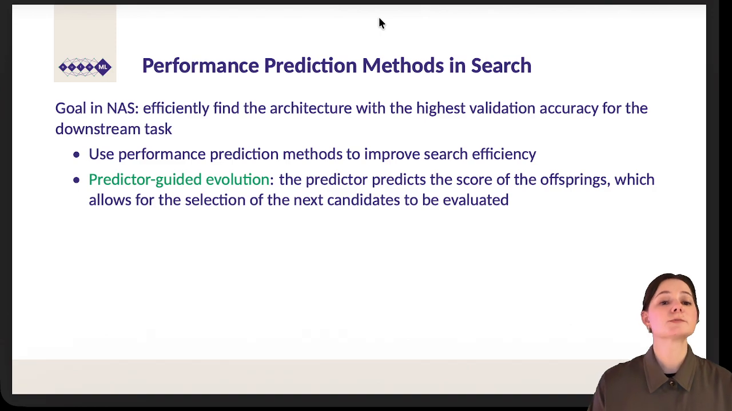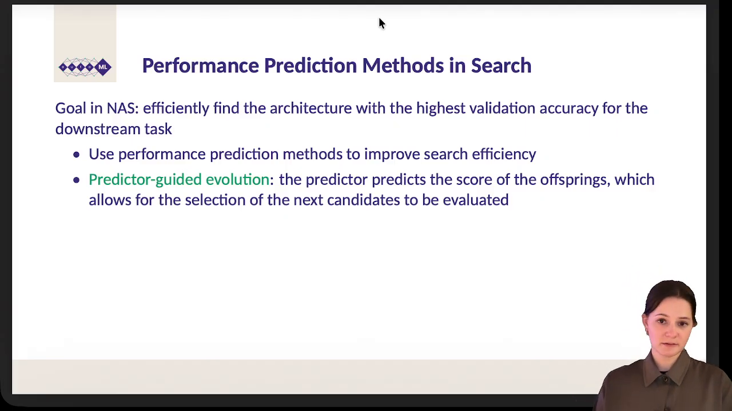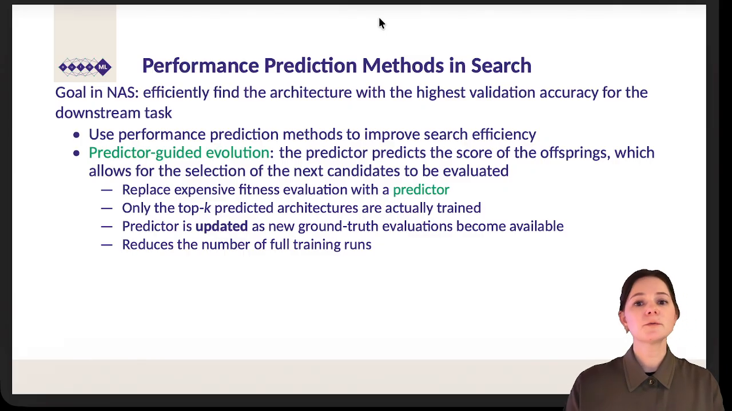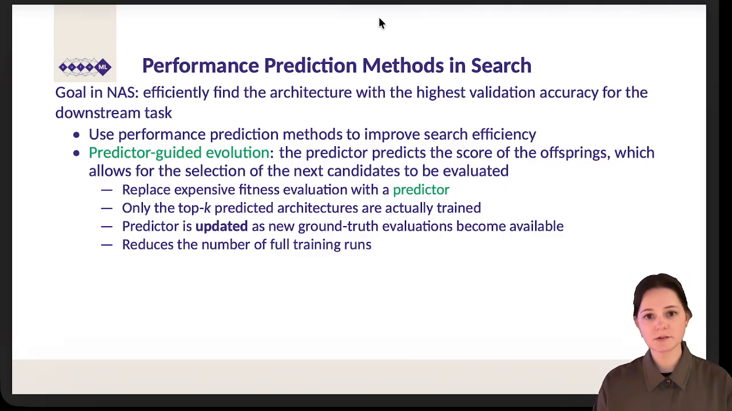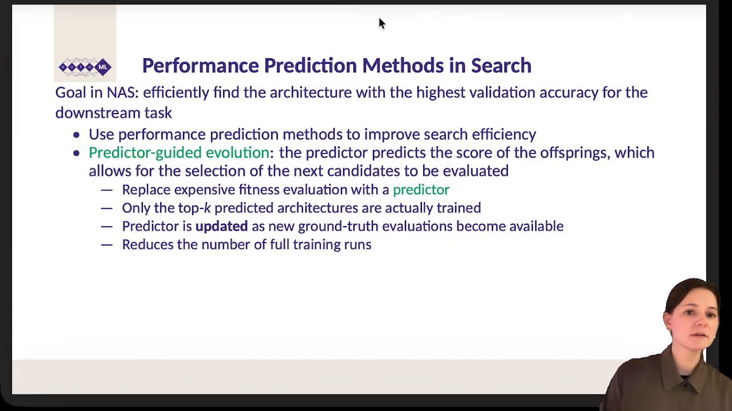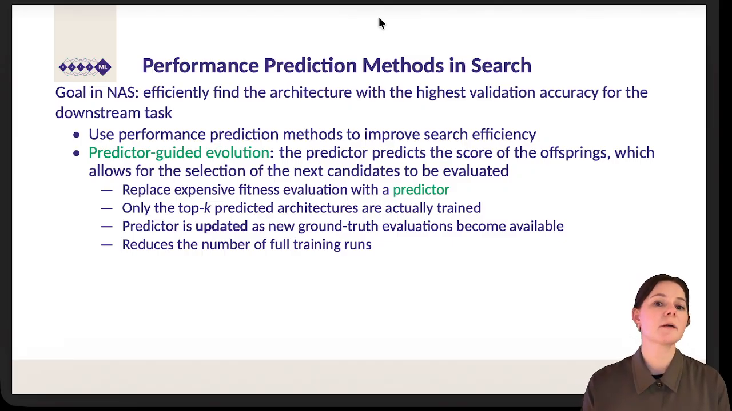For example, we could use predictor-guided evolution. So the predictor predicts the score of the offspring, which allows for the selection of the next candidates to be evaluated. We can therefore replace the expensive fitness evaluation with the predictor. So instead of training each architecture from scratch, we can use the predicted performance of the performance predictor. We can therefore actually train only the top K predicted architectures, updating the predictor as new ground truth evaluations become available, making the surrogate model more reliable, and therefore we can reduce the number of full training runs by a margin.